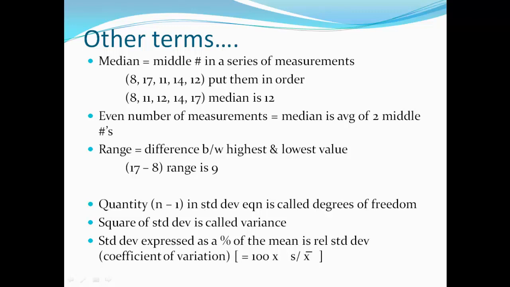The square of the standard deviation, or S squared, is called variance. Sometimes they ask you for this in certain problems, so you just have to remember that variance is just the standard deviation squared. When they talk about coefficient of variation or a relative standard deviation, these things mean the same thing, okay? So more than likely, I'll probably call it relative standard deviation because it's a lot easier to remember. All that is the standard deviation expressed as a percent of the mean. So 100 basically times standard deviation divided by your average. That is what relative standard deviation is.